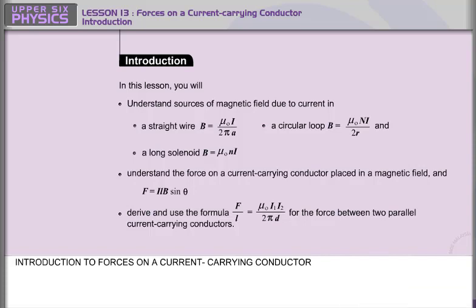Understand the force on a current-carrying conductor placed in a magnetic field, F equals I L B sine theta. Derive and use the formula F over L equals mu naught I1 I2 over 2 pi d for the force between two parallel current-carrying conductors.